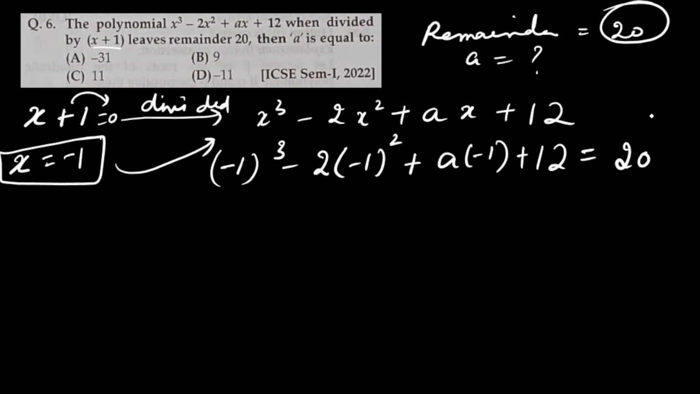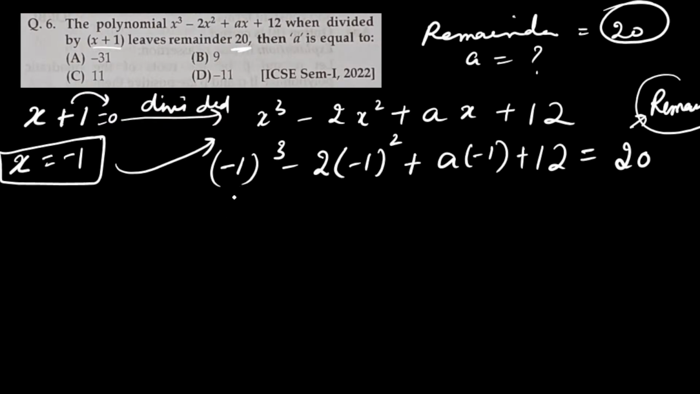For that reason I was telling you, in each and every question, whatever we are writing on this side of the equals to is the remainder. In case of factor, the remainder will be 0. So that's why you should always remember. Here it is mentioned remainder is 20, so I wrote 20. Now let's simplify.